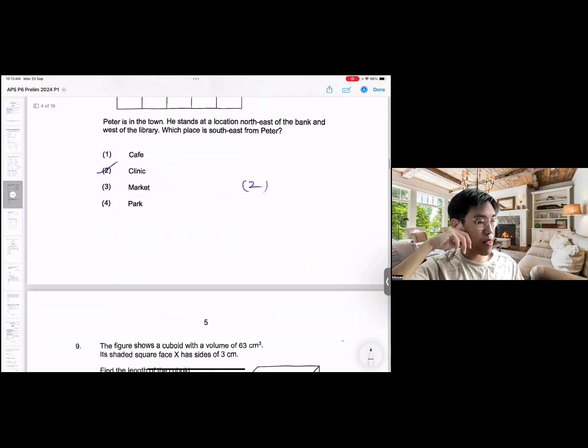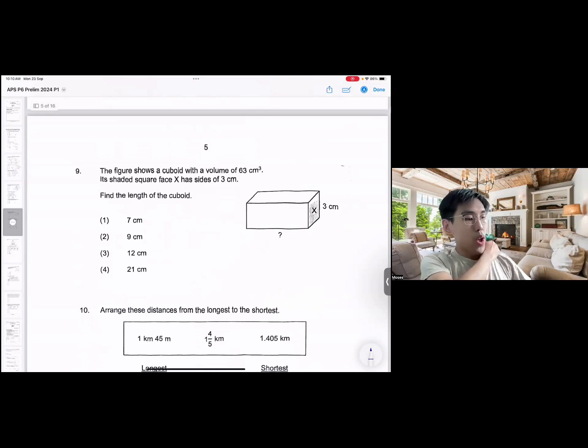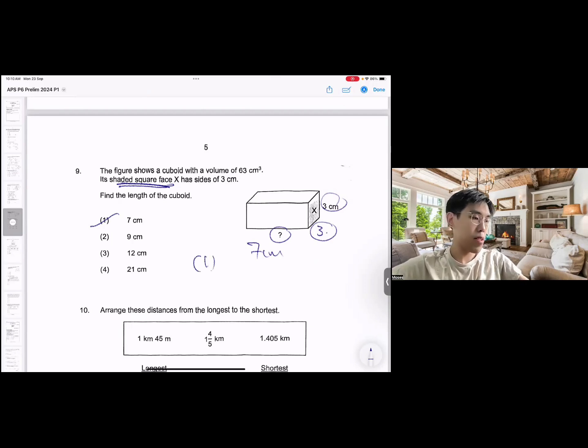Okay, next. Find the length of the cuboid. The volume is 63 and it has a shaded square face. That means I can say that the length is also 3. That means 3 times 3 is 9. 9 times 7 will be 63. Option 1. So it's 3 times 3 times something gives me 63.